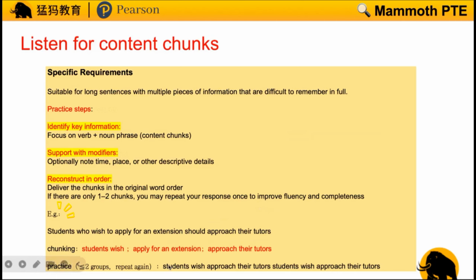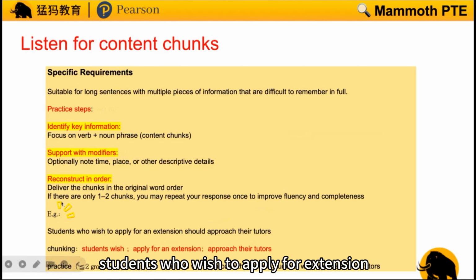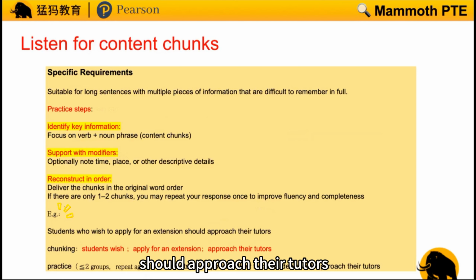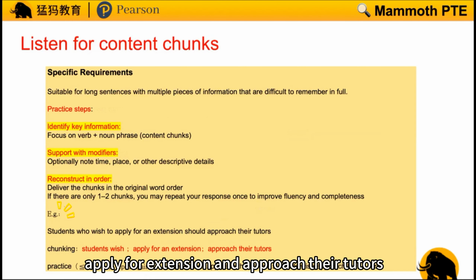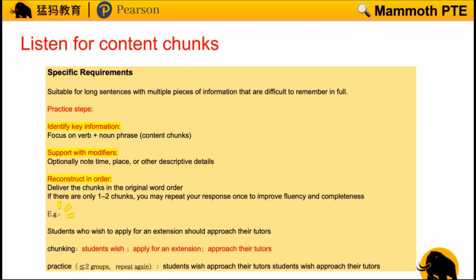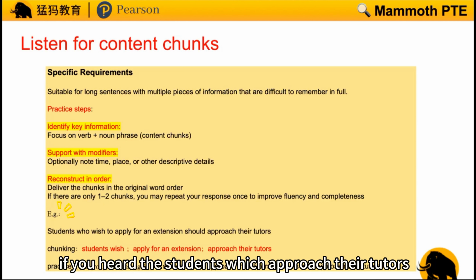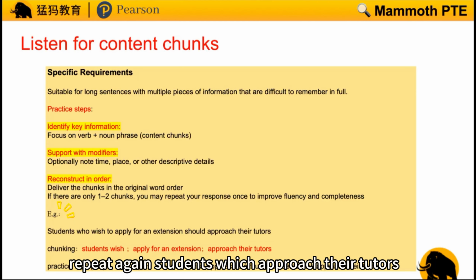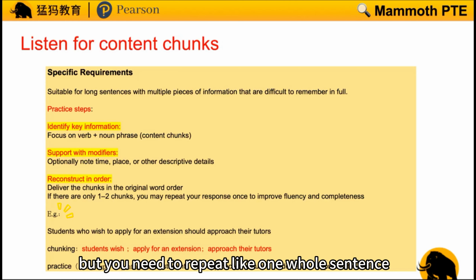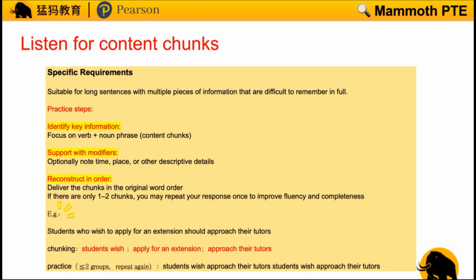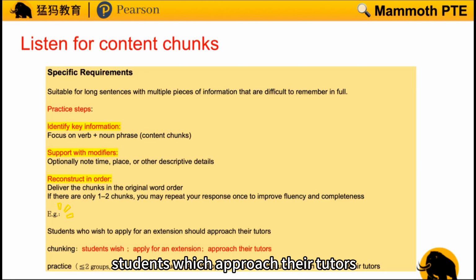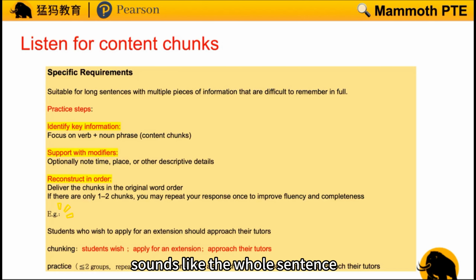So for example, if you heard the sentence, students who wish to apply for extension should approach their tutors, we can separate the chunks: students wish, apply for extension, and approach their tutors. If you listen for less than 2 groups, we need to repeat your answer again. For example, if you heard the students wish approach their tutors, repeat again: students wish approach their tutors. But you need to repeat like one whole sentence. So the real practice is: students wish approach their tutors, students wish approach their tutors. It sounds like the whole sentence.